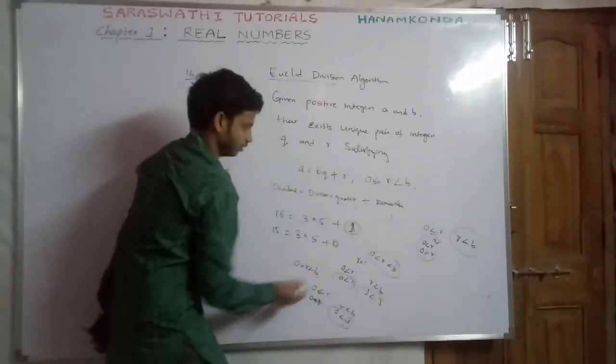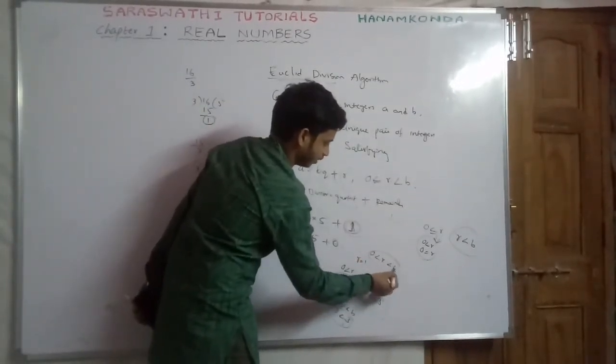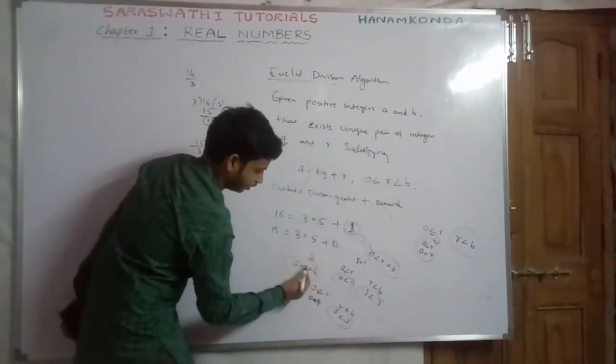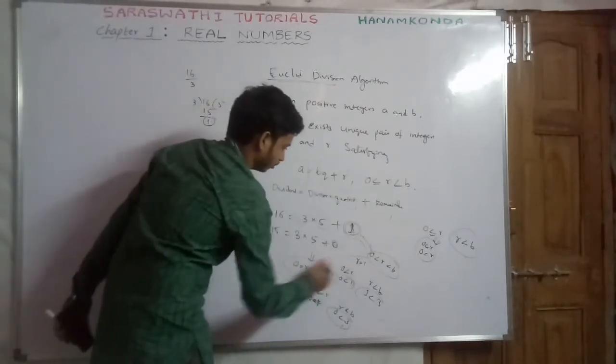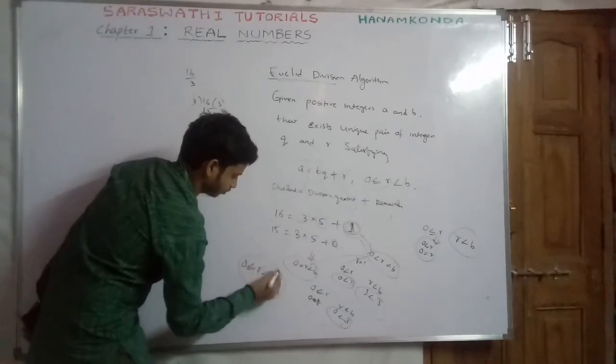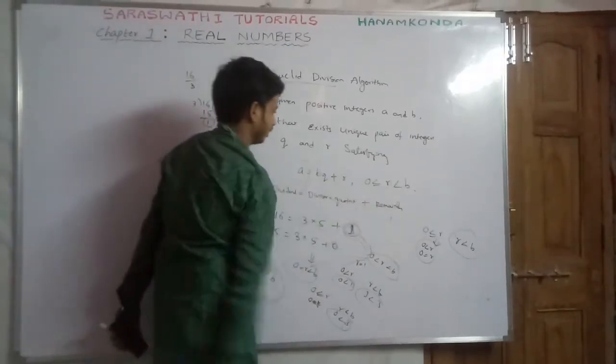So from the first example the condition is 0 less than r less than b. From the second we have obtained 0 equal to r less than b. So from both we can write 0 less than or equal to r less than b. So this is the condition of the Euclid division algorithm.